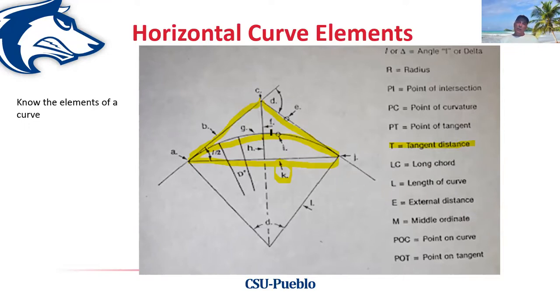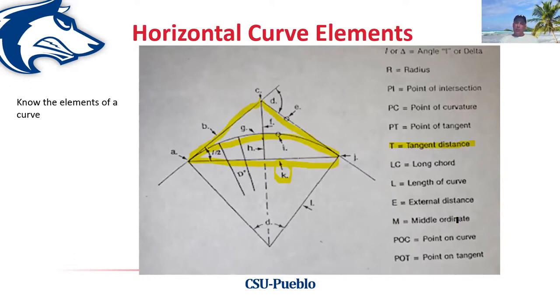The next thing is what's called the external distance. The external distance is this distance right here, which is the distance from the PI, the point of intersection, back to the middle of the curve. That's this distance right here, defined by the letter F on my sketch. The next thing is the mid-ordinate. That is the distance between the center of the curve and the center of the long chord. That's this distance right here, denoted by the letter H.